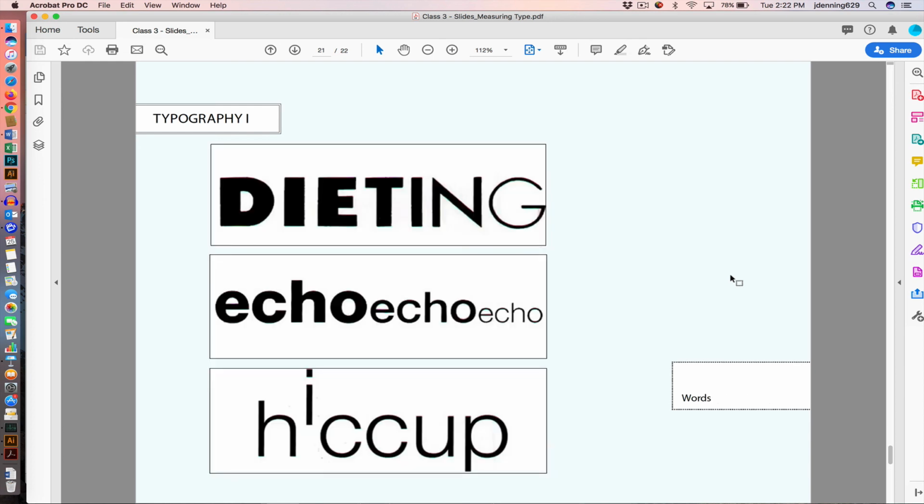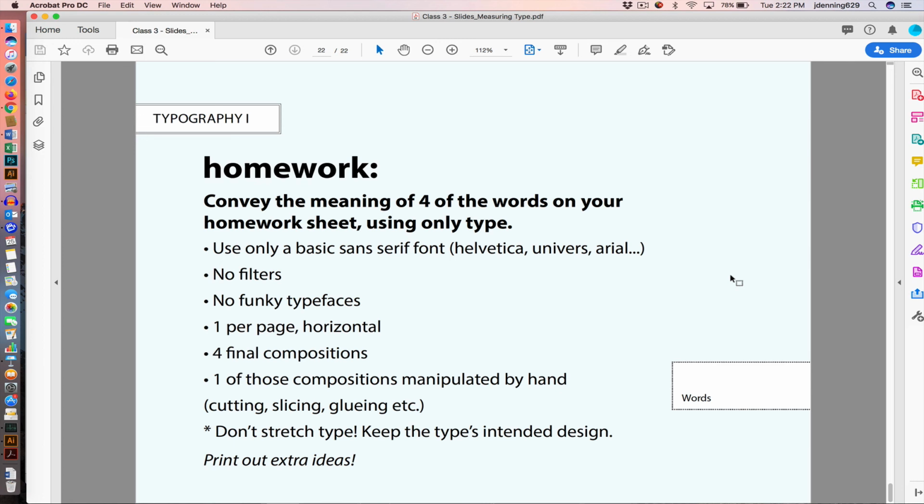I'll show you a few more examples. Dieting, echo, hiccup. So you're going to have these words that you're going to have to express the meaning of in the way that you lay them out. And you want to use a basic sans serif font, no filters, no funky typefaces, 1 per page, 4 final compositions. One of those compositions manipulated by hand. So take a look at the assignment and just let me know if you have any questions.